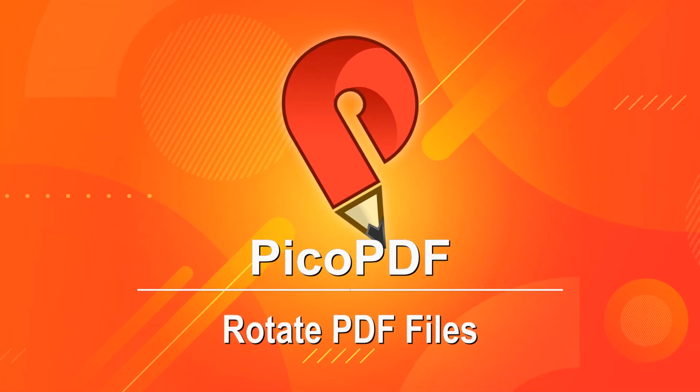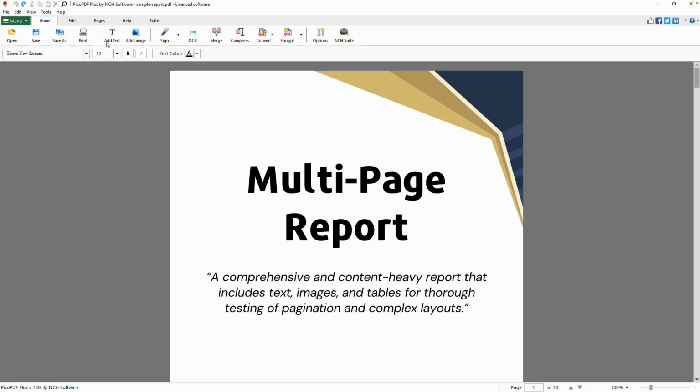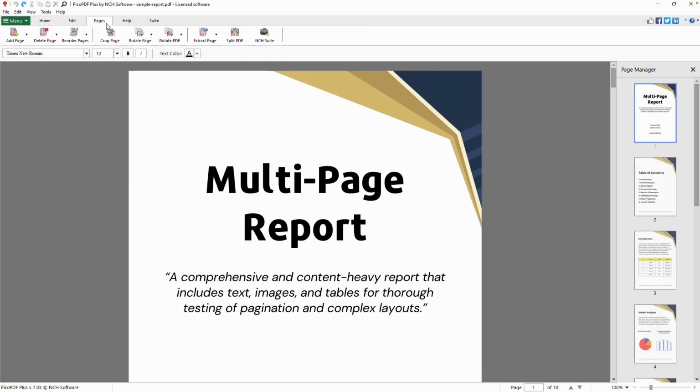Rotate PDF files with PicoPDF. Open the document and go to the Pages tab. You can rotate all pages at once or select a specific page to rotate. To rotate all pages in the PDF, click Rotate PDF and choose from left, right, or 180 degrees.